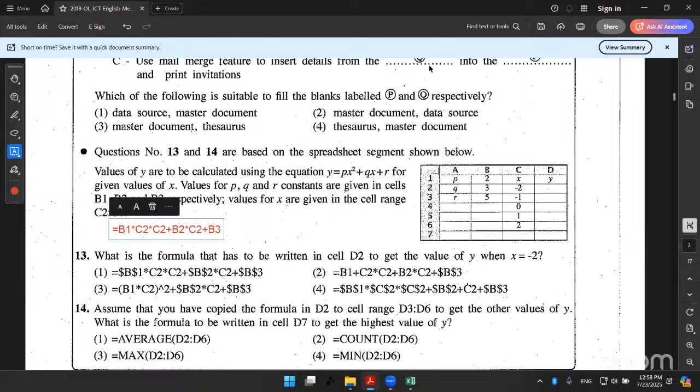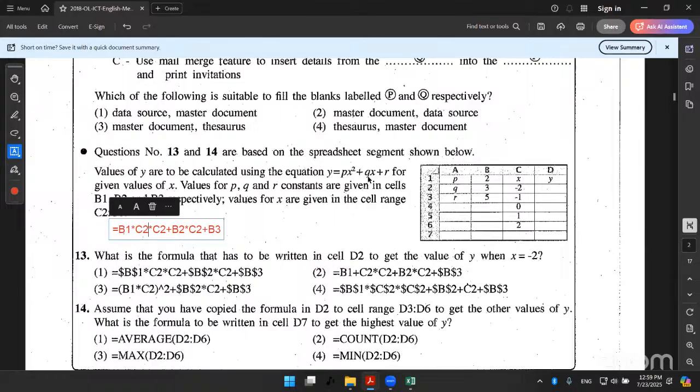Did you understand this one? This is the formula we need to write. So y is equal to P x multiplied by x. P can be obtained by B1. This means P. C2 means the x value. You can see -2. X value is in the C column. That means this C2 is the x value, multiplied by the same value again. Okay, we can put it like that.